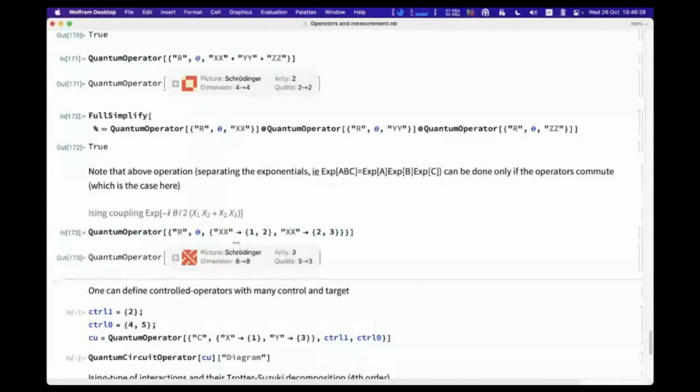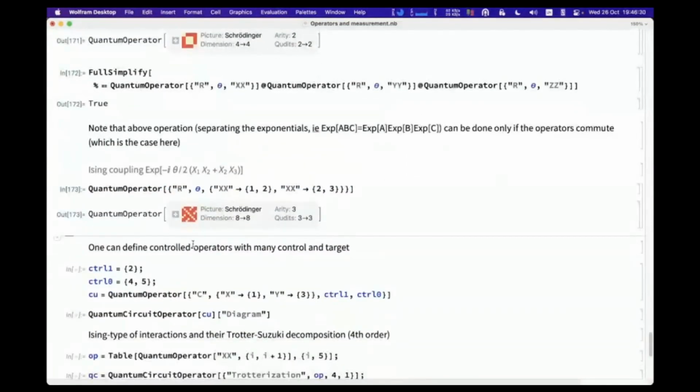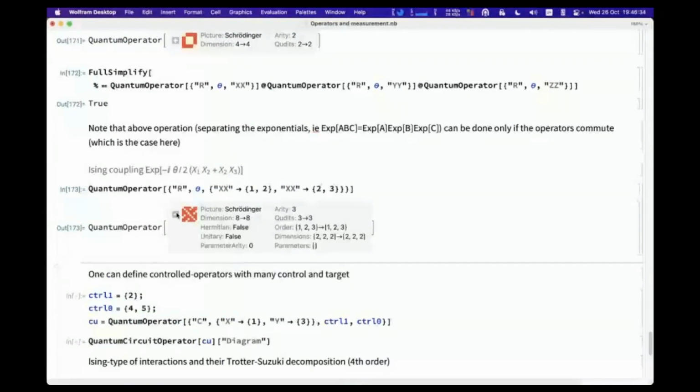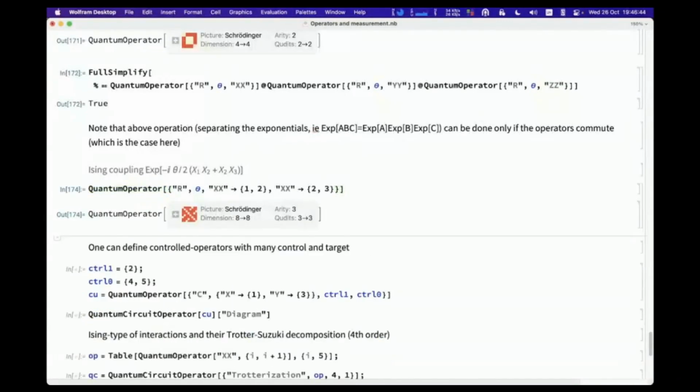Let's look at some Ising modeling. Here, what we are doing is specifying where each operator is acting. First we would say XX between qubit number 1 and number 2, and then ZZ between qubit number 2 and number 3.